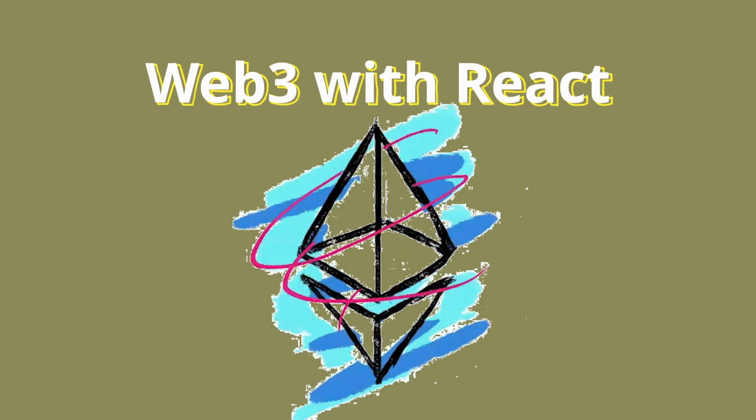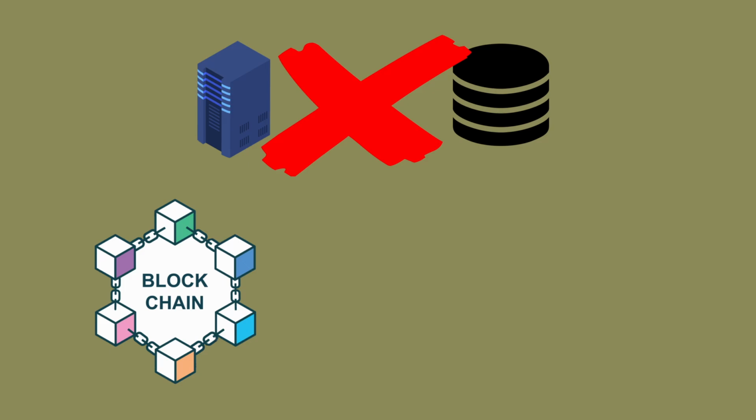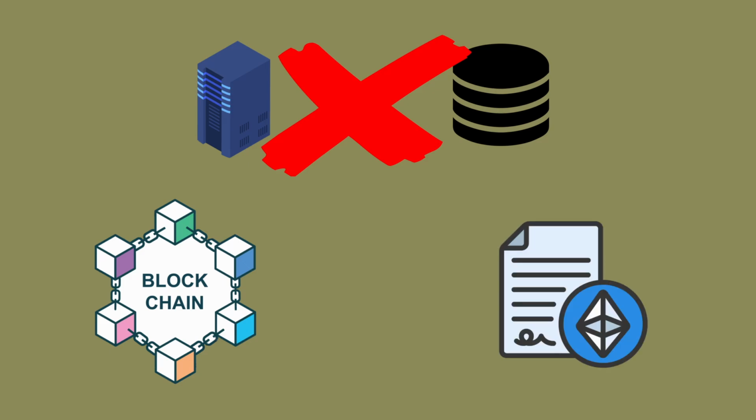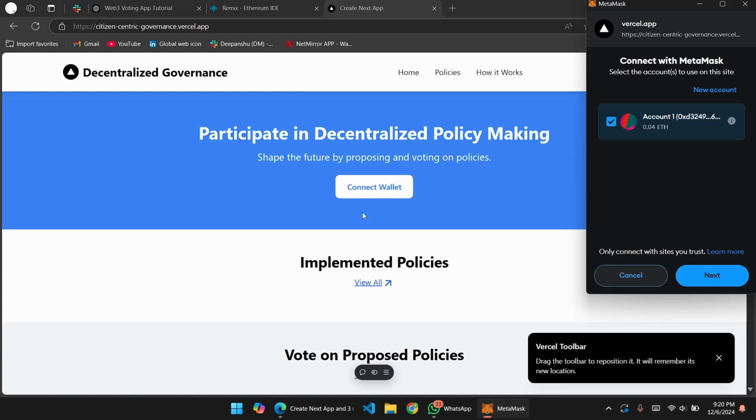Now let's talk about what makes Web3 different. In a Web3 app, there's no centralized server or database. Instead, everything is decentralized and happens on a blockchain. Smart contracts replace what we would normally use a backend server for, making transactions transparent and secure. Our app will use smart contracts to manage all the voting data, which means no one can tamper with the results. Before we dive in, here's a quick overview of what we will be building today.